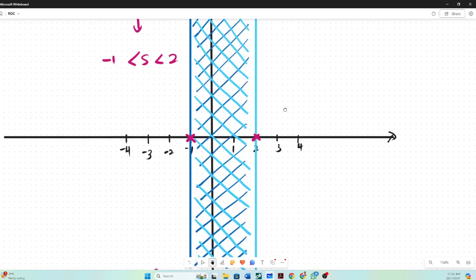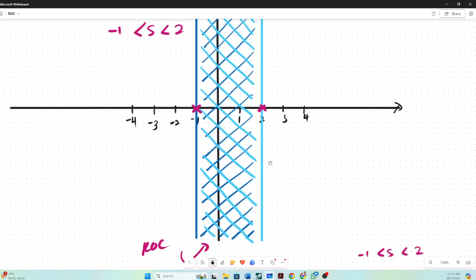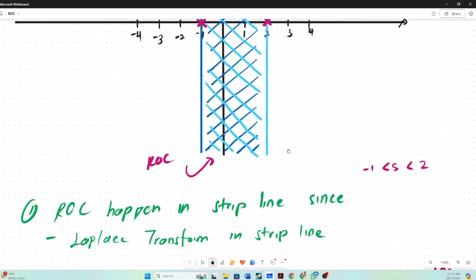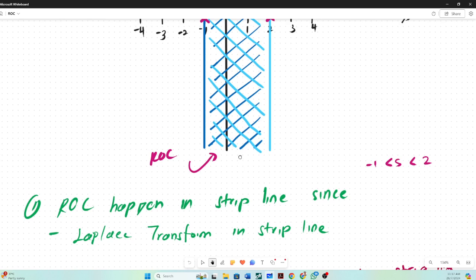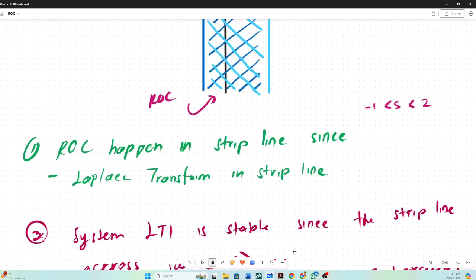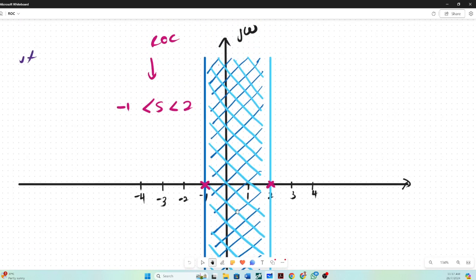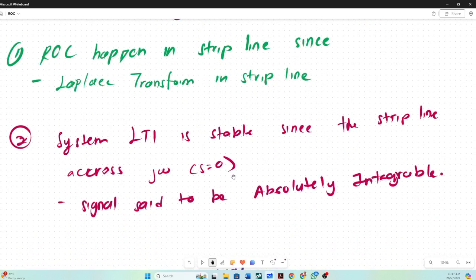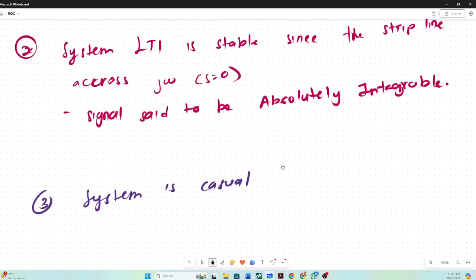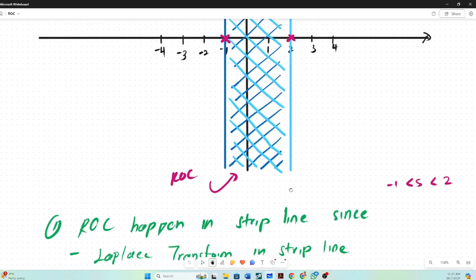So now we have two overlapping shaded areas. We can say that the Laplace transform can only happen in the shaded area here. Then the system can be stable because the shaded area touches the imaginary axis. So we can say that the system is stable and absolutely integrable. And then the system can be said to be causal.